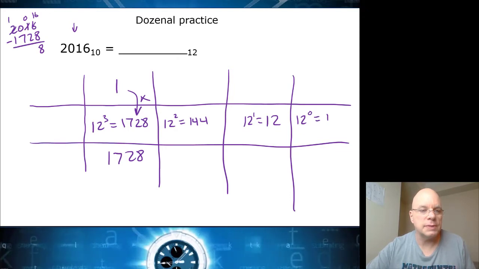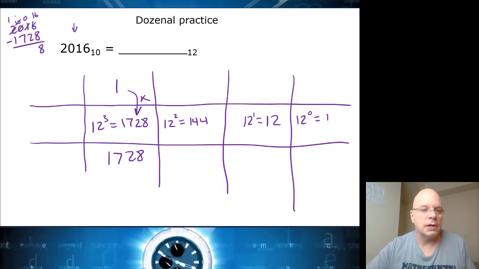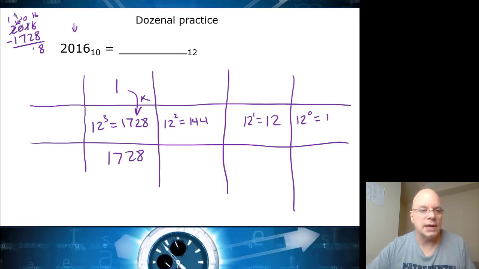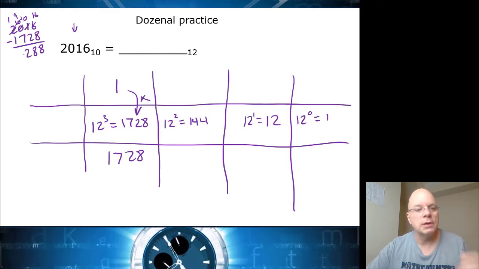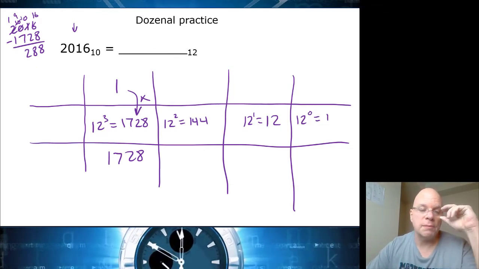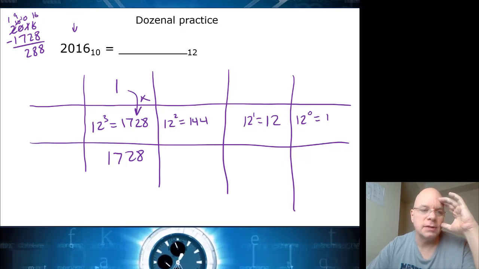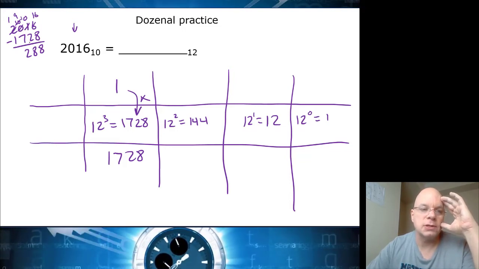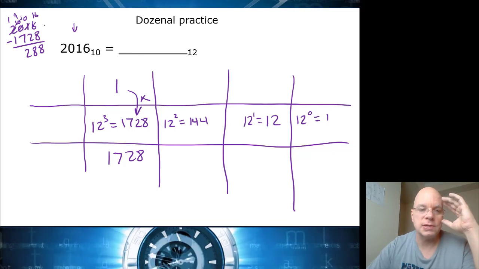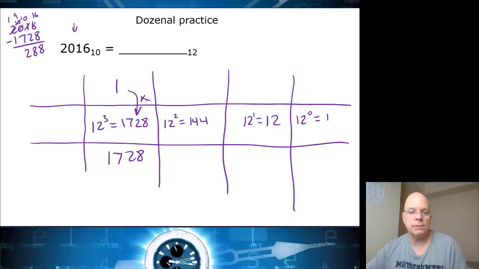I need to borrow here, which makes this a 10. Then borrow here, which makes that a 9. 10 minus 2 is 8. 9 minus 7 is 2. And I like to check myself by adding that 288 back to the 1728. That would be 19. And another 100 would be 2,000. And 8 and 8 is 16. 2016, that's what I started with. So I feel good about that 288.